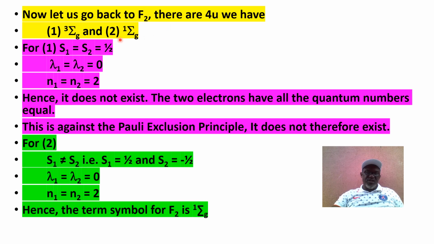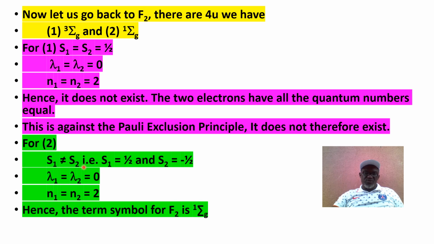So now that we have two states, we want to check the configuration of these two states. For the first one, our S1 is equal to S2, our lambda 1 is equal to lambda 2, and our N1 is equal to N2. Therefore, this first one cannot exist. Remember, the two electrons have all the quantum numbers equal, and this is against Pauli's exclusion principle. It does not, therefore, exist.